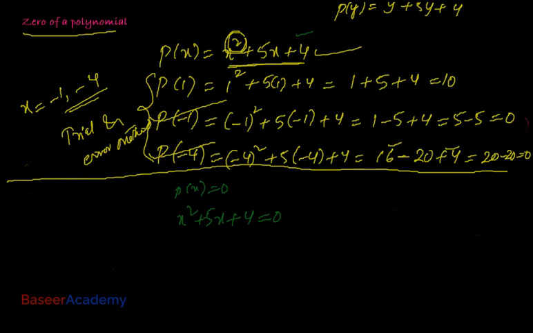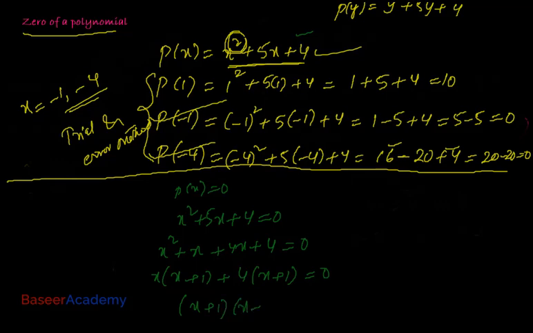This became a quadratic equation, and I'm sure you would know how to factorize it. If you don't, I would suggest you watch one of my other videos in which I have shown how to factorize a quadratic equation. So I'm just going to factorize it directly here. When I factorize this quadratic equation, I get the values minus 1 and minus 4, which is same as above.